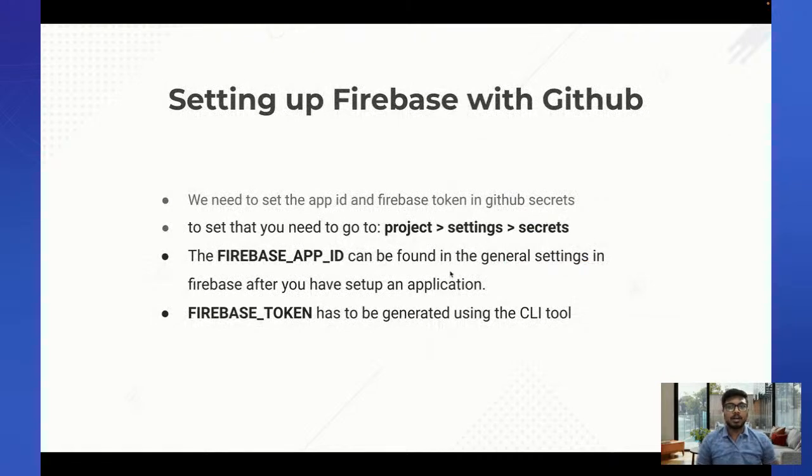So now we will see how to set up Firebase and GitHub. All right, Firebase with GitHub. We need to set up the app ID and Firebase token in GitHub secrets, as well as we have to get the token from our profile and then add it to the GitHub secrets. So first what we'll do is we will go to project settings and secrets.